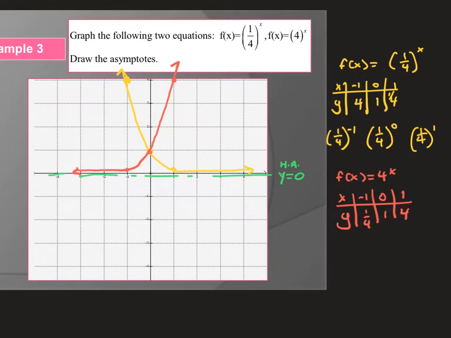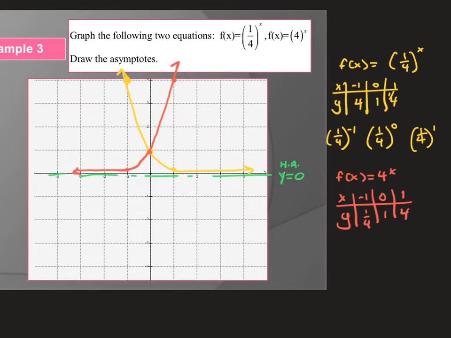Both have the same asymptotes. Both have the same domain, all real numbers. Both have the same range, 0 to positive infinity. Okay? But one is increasing and one is decreasing. The one with the whole number as its base is going to be increasing. The one with the fraction as its base is going to be decreasing. Questions on these? Okay, obviously we could start to add things after the exponent.